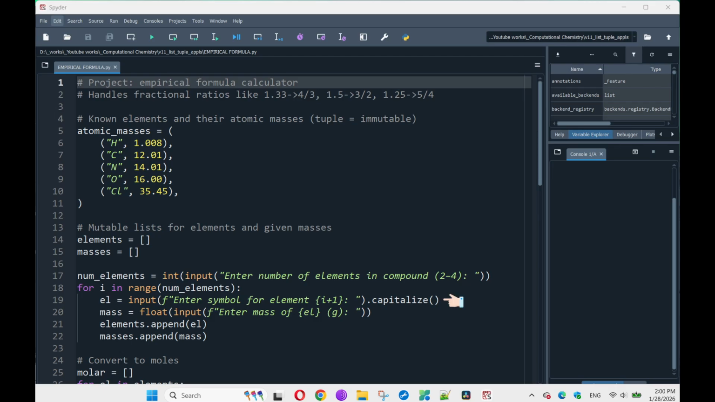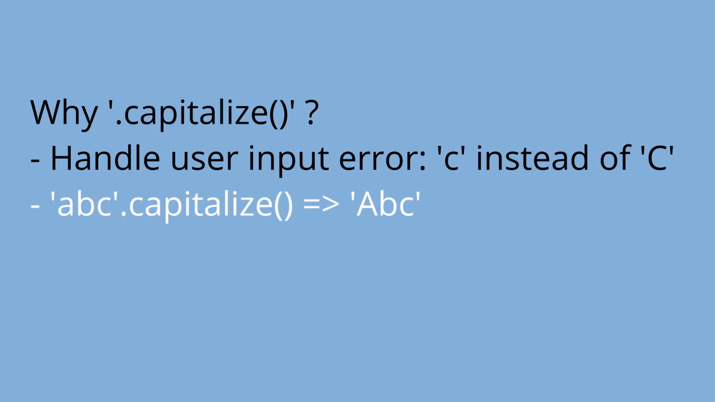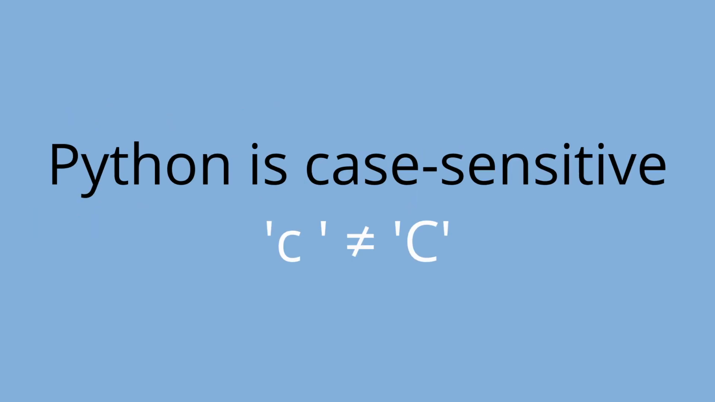Before moving on to the next part, notice the .capitalize method applied to the element symbol input. Why .capitalize? Well, users might type symbols in lowercase, like lowercase c instead of capital C. .capitalize ensures the first letter is uppercase and the rest lowercase. This matches the format in our tuple of atomic masses. Without .capitalize, the program wouldn't recognize lowercase c as carbon because Python is case-sensitive.